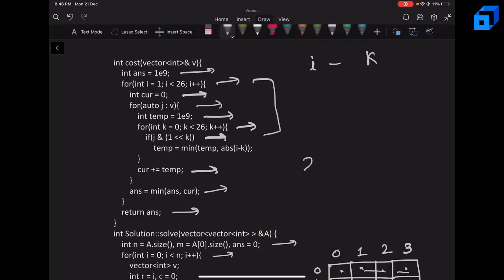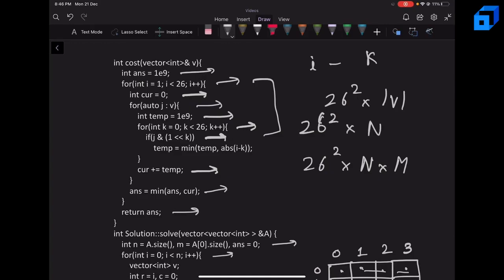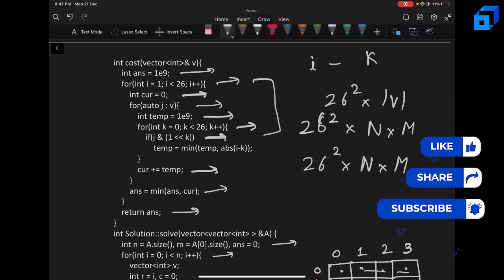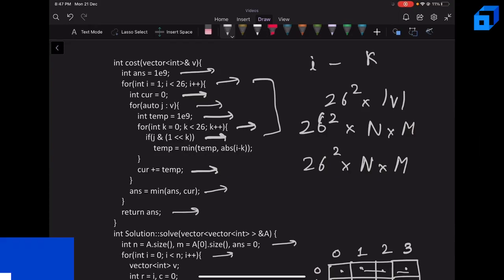So our time complexity will be 26 square into n into m. Let's see, what is the time complexity of this cost function? The time complexity of this cost function is 26 square into mod of v, and now we will add it over all the vectors. So this comes out to be 26 square into sum of vector sizes, which is equal to n into m, because each element will be present in exactly one vector. So time complexity is 26 square into n into m. I hope this was clear to you.